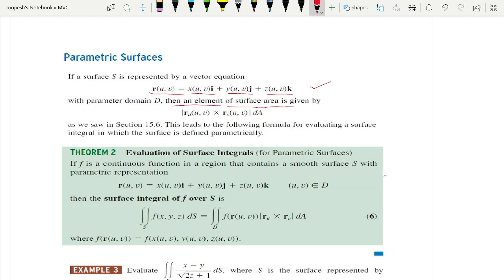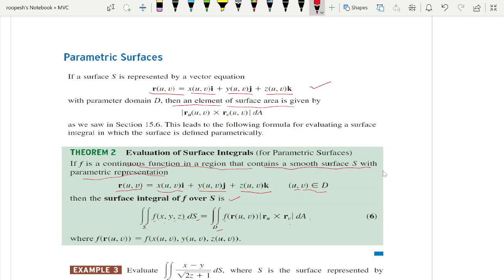Then what we have to do for evaluation of the surface integral for parametric surfaces: if f is a continuous function in a region that contains a smooth surface S with a parametric representation r(u,v) equal to x(u,v) i plus y(u,v) j plus z(u,v) k, where (u,v) belongs to D, then the surface integral of f over S, double integral over S f(x,y,z) dS, will become double integral over D f(r(u,v)) into modulus of r_u cross r_v dA, where f(r(u,v)) is equal to f(x(u,v), y(u,v), z(u,v)).